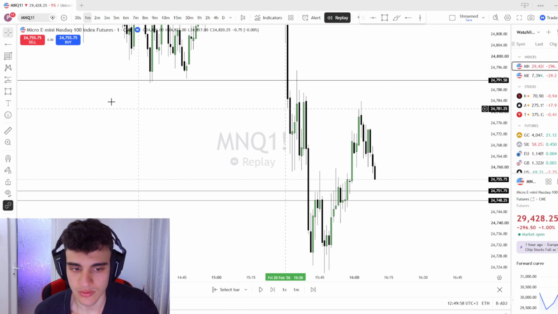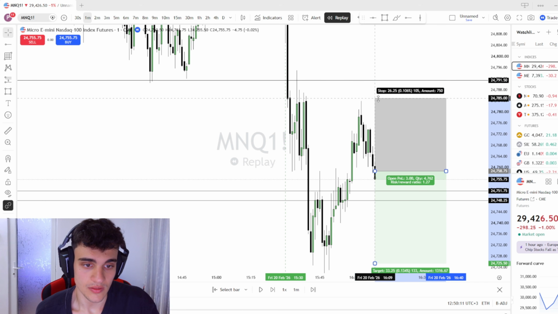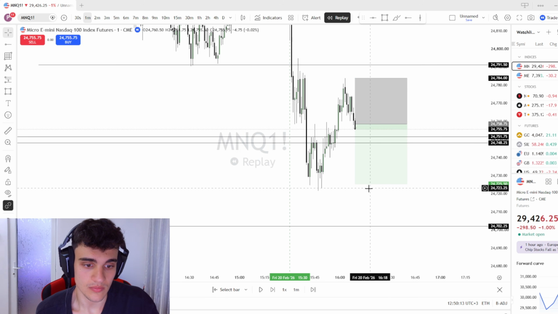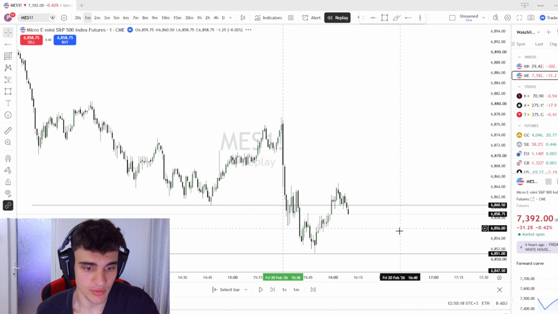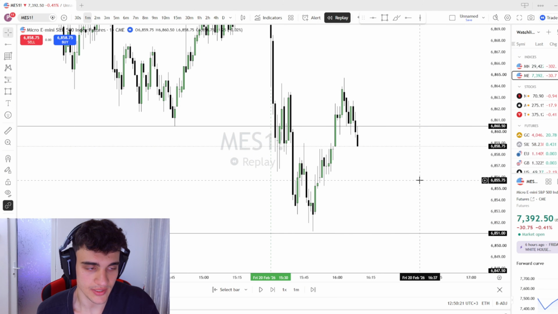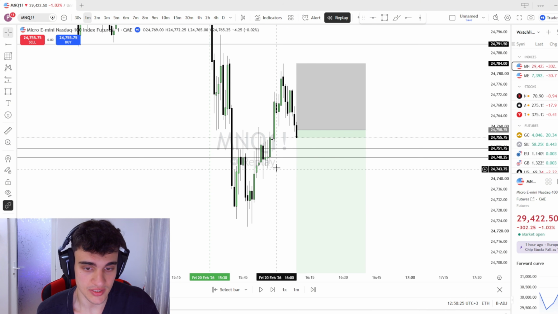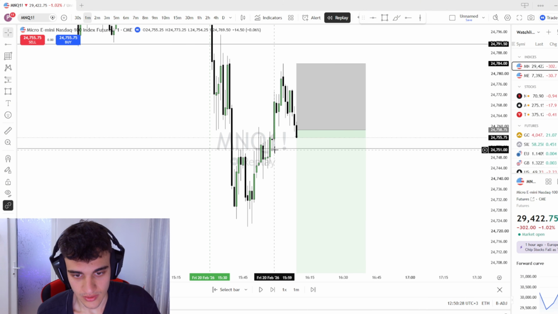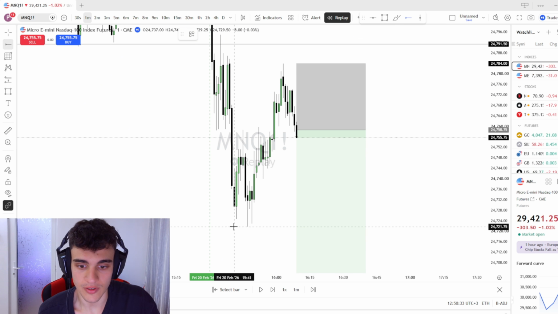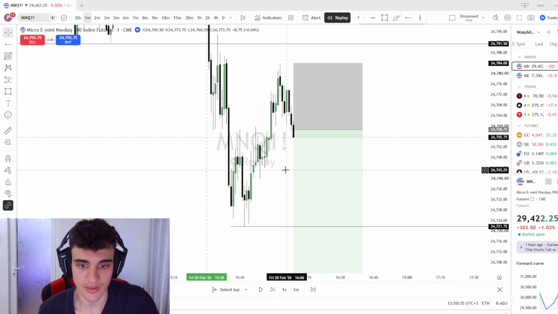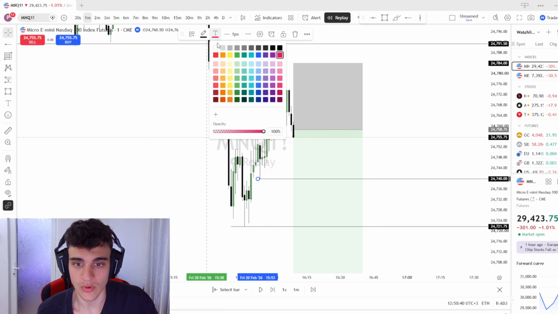So this would have been my entry right here, if we broke structure to the downside as well on ES, which we did. So yeah, I think this is going to print. This is going to be the first take profit, this is going to be the second take profit, and this is going to be break even.